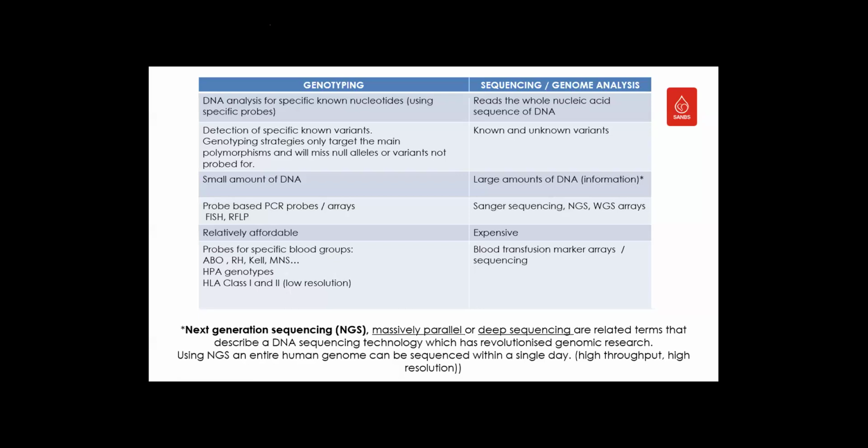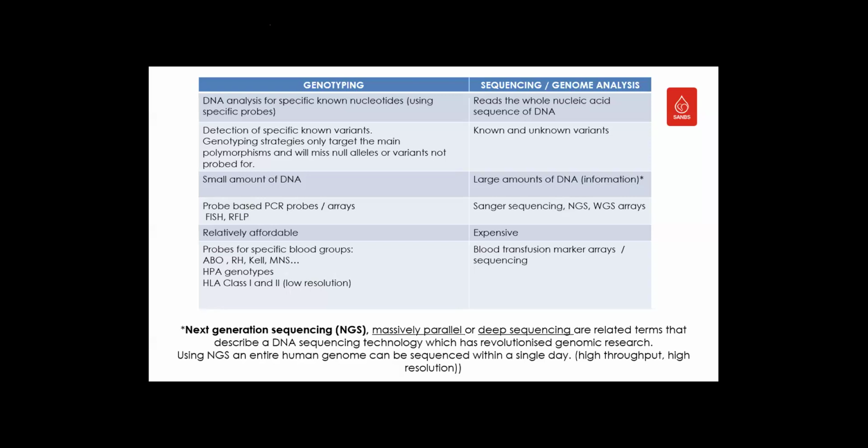Genotyping, although very useful, generally only produces small amounts of information from DNA, while for genome analysis, NGS produces lots and lots of DNA information. Just some examples for genotyping in terms of platforms. I've talked about the PCR probes, that's what we are quite familiar with. But there are also other technologies like FISH and restriction fragment length polymorphisms, which also are a form of genotyping.